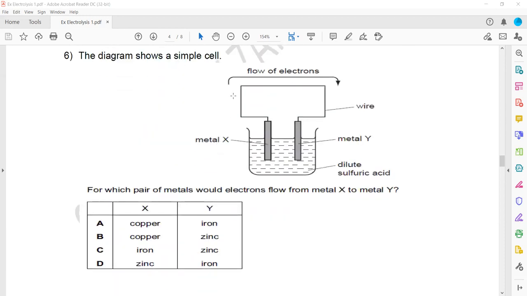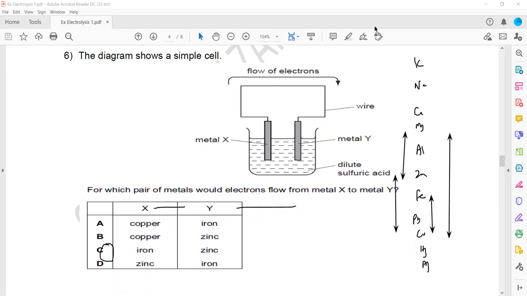The diagram shows a simple cell. Which pair shows the movement? Always electron moves from more reactive to the less reactive. So the movement is from metal X to metal Y. So metal X should be more reactive. When we check the reactivity, zinc is more reactive than iron. So metal X should be zinc and metal Y should be iron. So electron can travel from more reactive to less reactive.